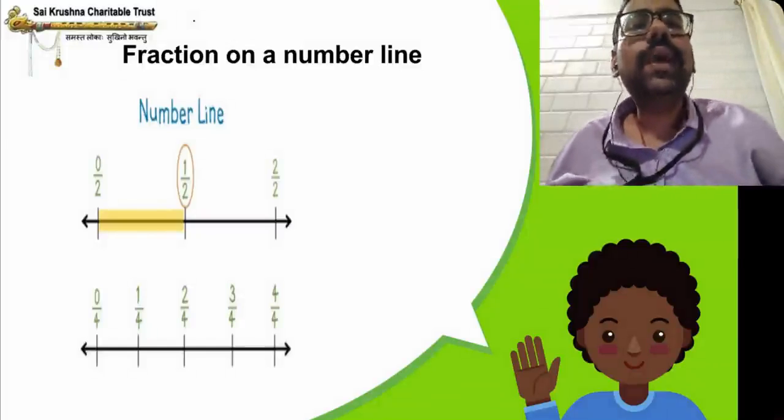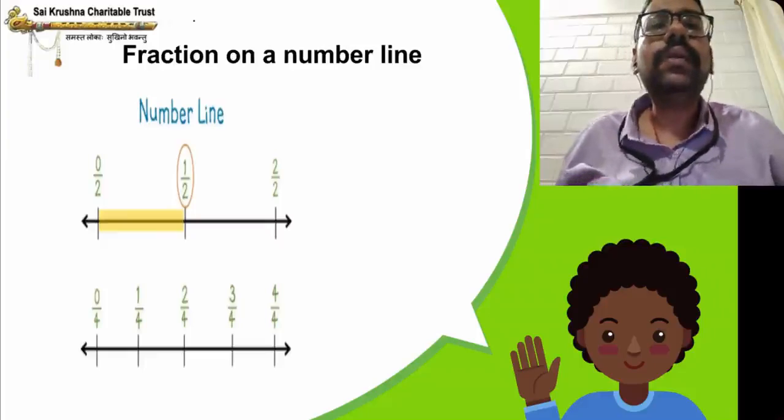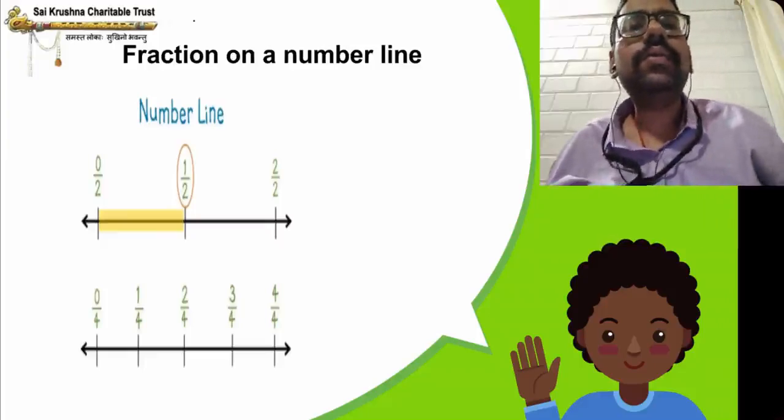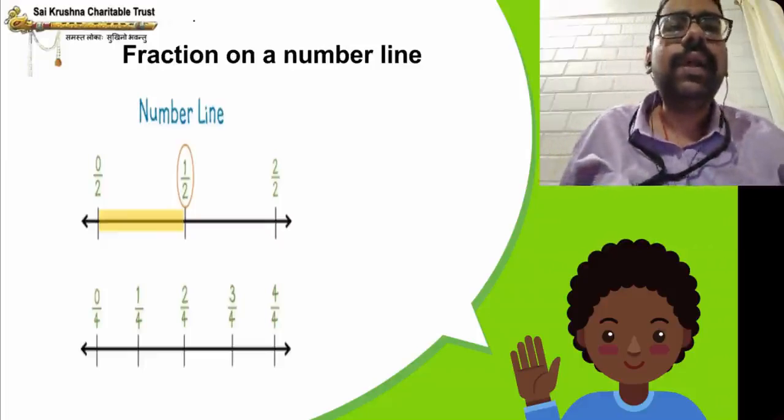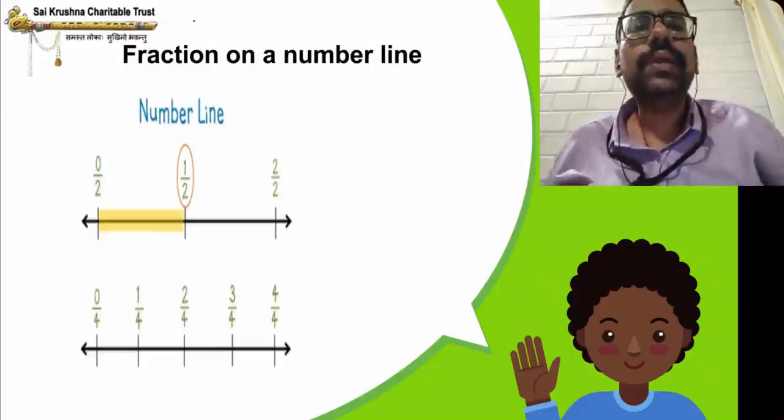Suppose you have to plot 1 by 2 on the number line. We'll start with 0. 0 can be written as 0 by 2 also. How can you write 0 by 2? Because 0 divided by any number is 0.